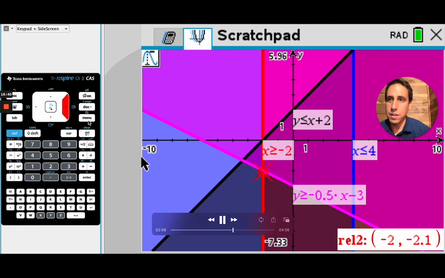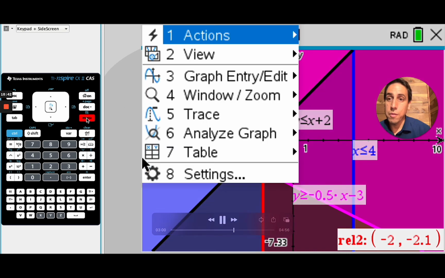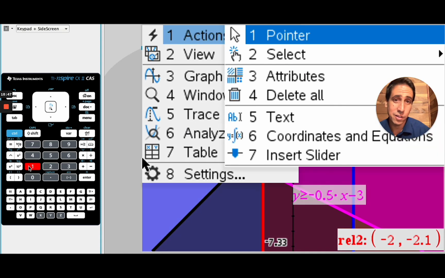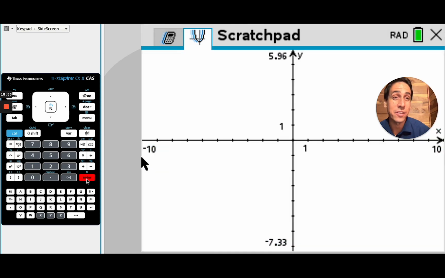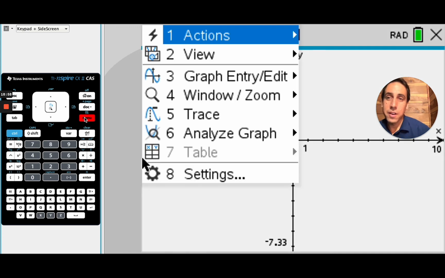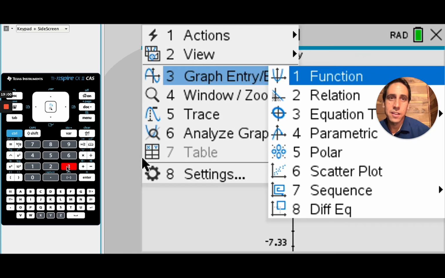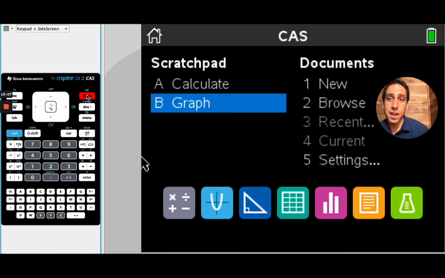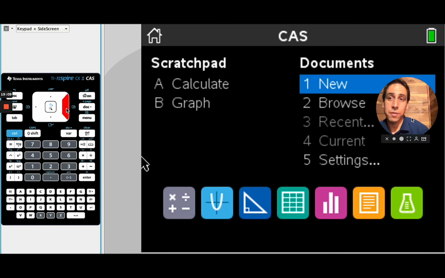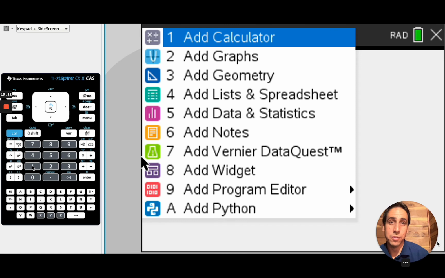We're going to keep going, and we're going to go to the menu. And now that I've written down in my packet all the different parts, let's delete everything because we're all done. We found the intersection points and we've written them down on our packets. Menu 1 action, and then delete all. We're going to put them back to 3 graph entry edit function because that's what we normally use.